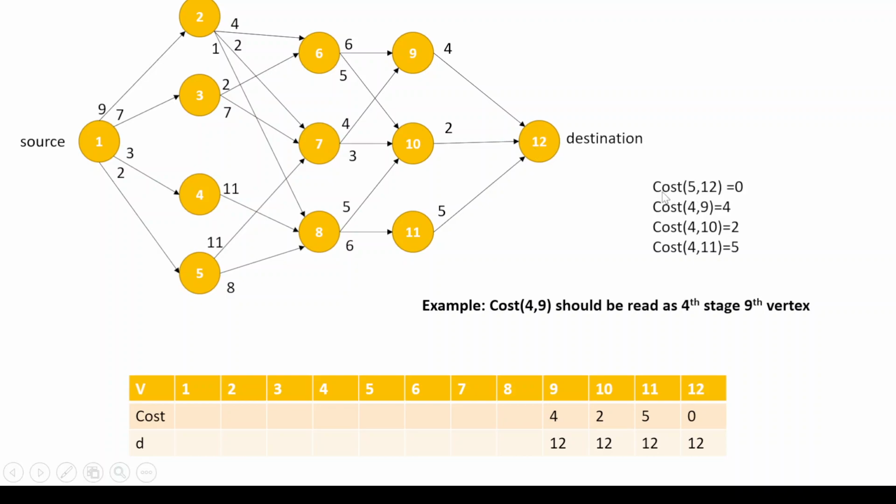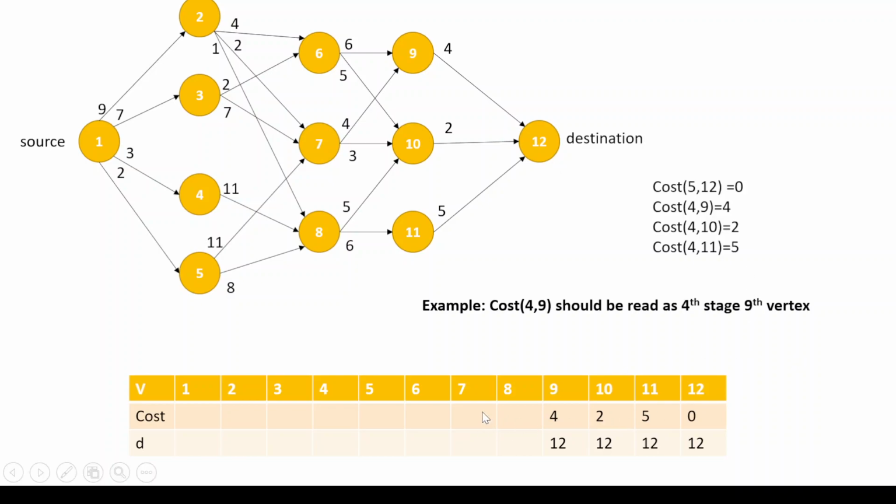Now whenever we write this cost of 5 comma 12 or cost of 4 comma 9, it should be read as fourth stage ninth vertex. When I say cost of 4 comma 9, it means that it is in the fourth stage ninth vertex. So here cost of fifth stage 12th vertex to reach the destination is 0 because 12th vertex itself is the destination vertex. So it is 0.